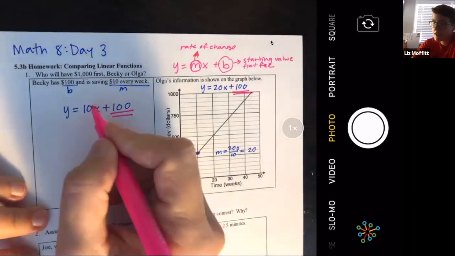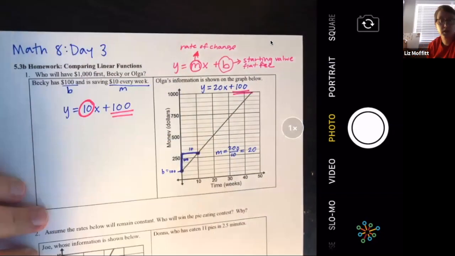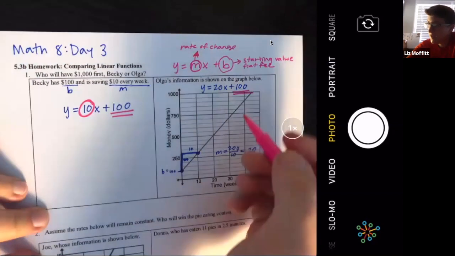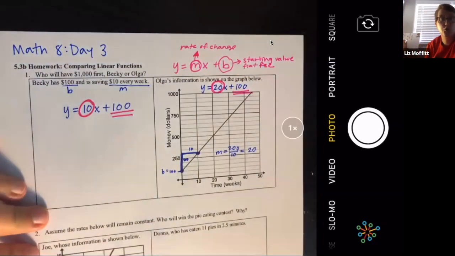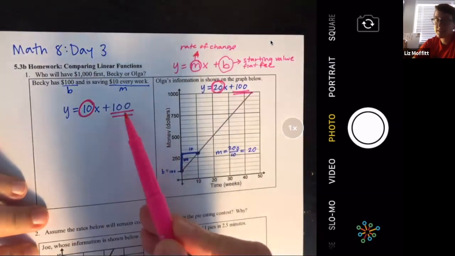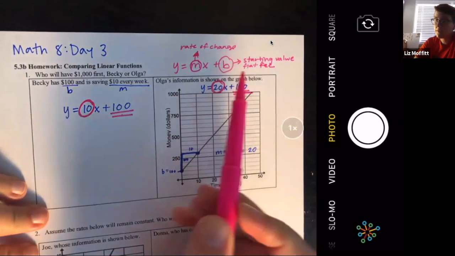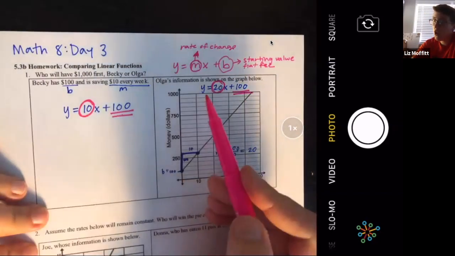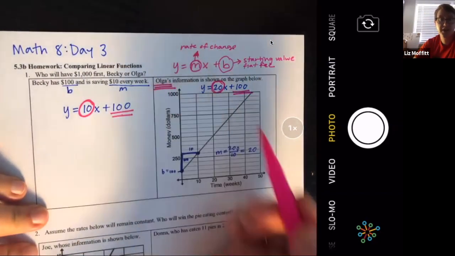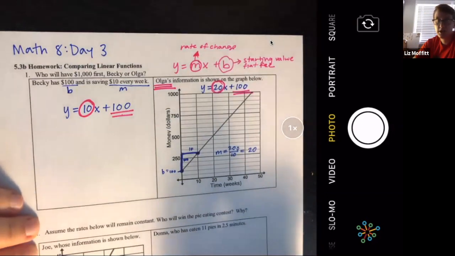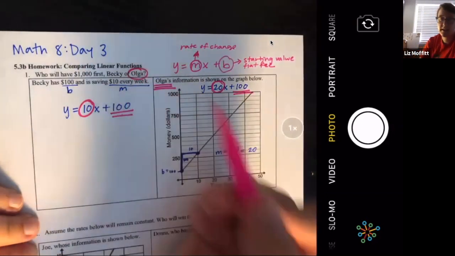I also notice that Becky saves $10 per week but Olga saves $20 per week. So if Becky and Olga both start with the same amount of money, and Olga saves more every week than Becky, I know that Olga is going to get to $1,000 first. So my answer to this question is Olga.